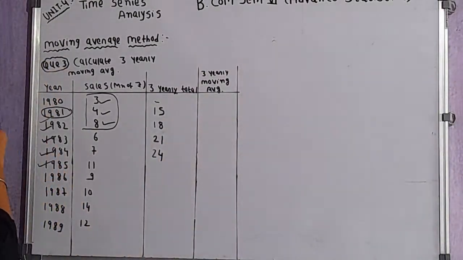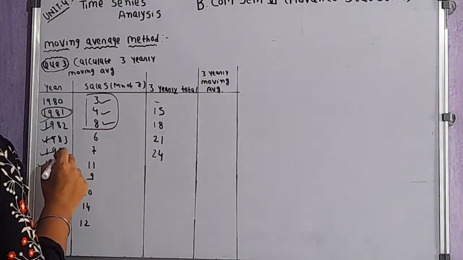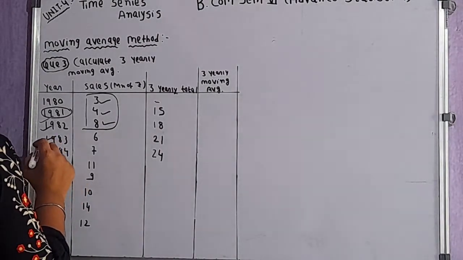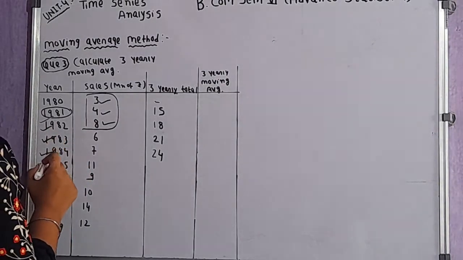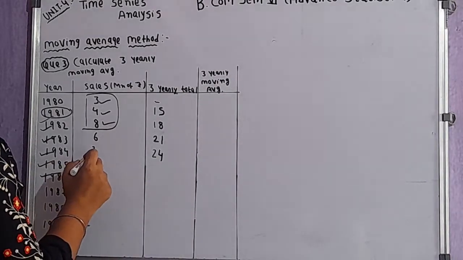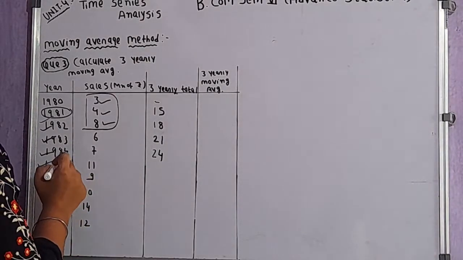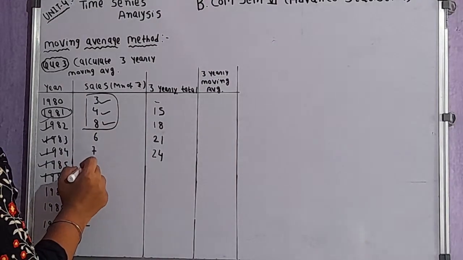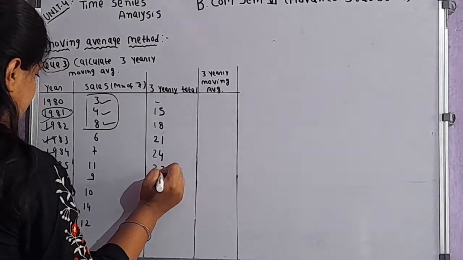After that, we are going to drop this 1983 and we are going to calculate the total for 1984, 1985 and 1986. So here it is 7 plus 11 plus 9. So it comes to 27, and in this case this 1985 is going to be the middle year. So we are going to write 27 against 1985.